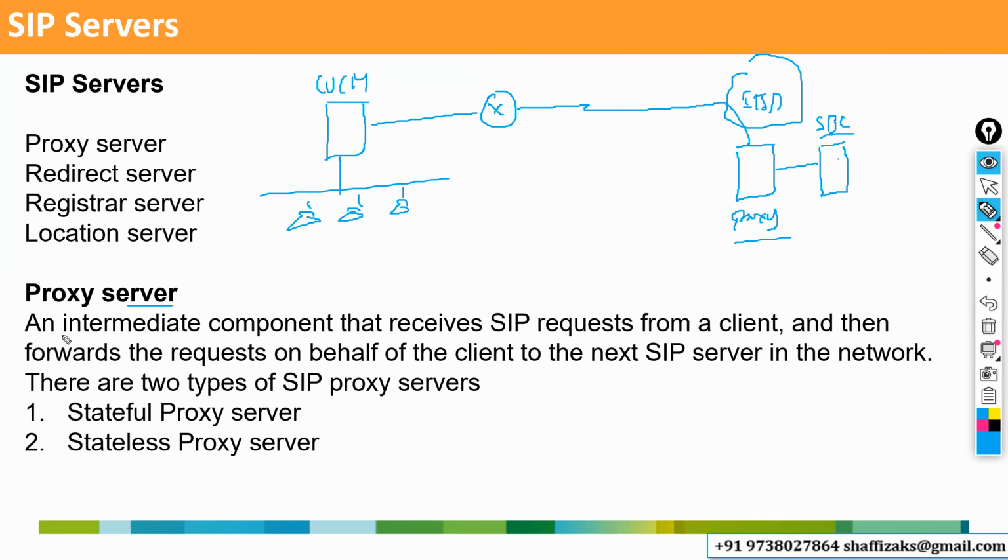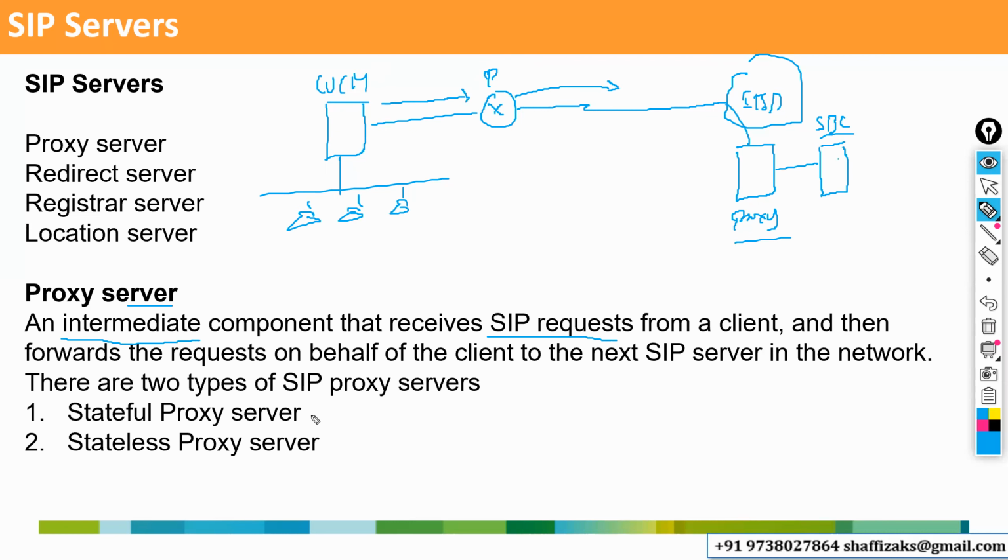It is an intermediate component that receives the SIP request. If I'm using this as a proxy, it takes the request, then generates it and reaches the destination on behalf of the source. Now, who is the source? This gateway is the source here. So that's what the proxy server does.